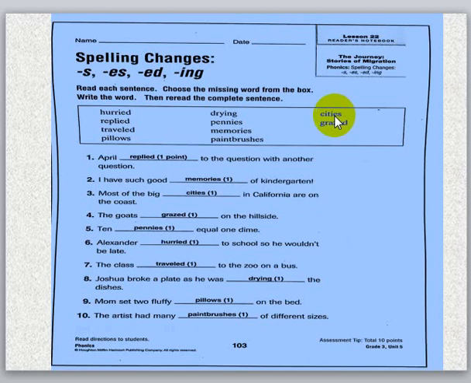So when we see Y at the end of a verb and want to change it into the past, okay, ask yourself a question. What is before Y? Consonant or vowel? Consonant, change into I.